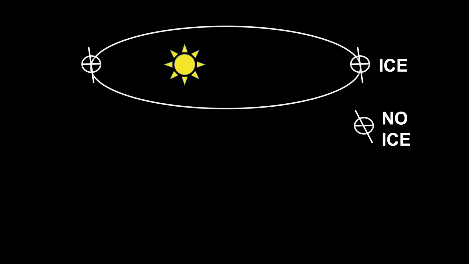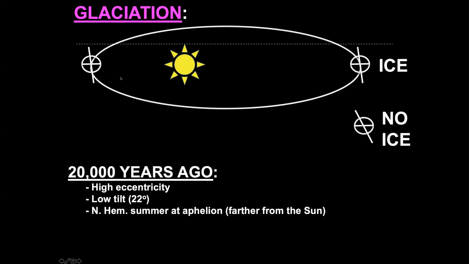Now, let's look at this example. On the top one, ice. On the bottom one, no ice. This one is an ice example because the tilt is less. So the sunlight is never as extreme. So therefore, winter snows last through summer and ice sheets will grow.